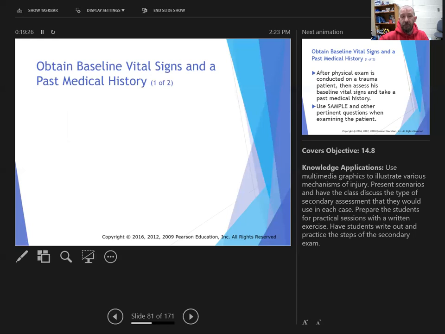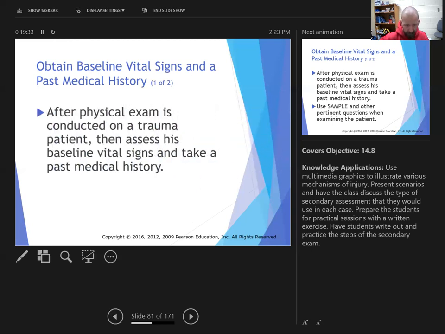All right. So after we've conducted our physical exam of the patient, we'll get our baseline vital signs and get a medical history for them. With a medical patient, obviously it goes a little differently. We get the history and then the vital signs. Here we'll do the physical exam, then we'll get the vital signs, and then we'll get their medical history after that. So after we do the physical exam on a trauma patient, then we'll get the vital signs and we'll get the medical history.